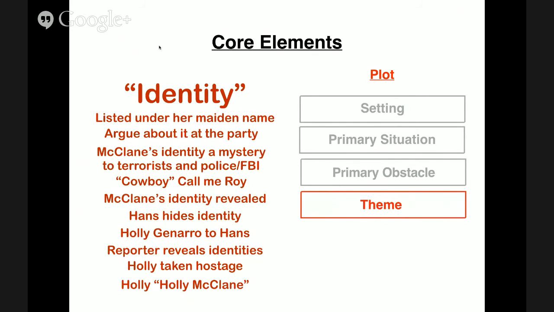Okay? Now, where do most of these revelations actually take place? This aspect of identity, the theme of which actually lives in the subplots. The main plot is the terrorists take over.